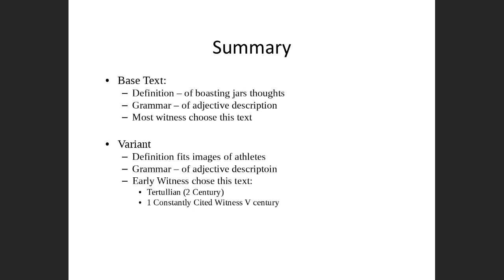You can look at the grammar. It's an adjective of description. So of boasting is a genitive, which might jar your thoughts. You have an adjective, which is a genitive form, and most witnesses choose it. The variant's definition fits the images of athletes getting a crown of exaltation because you've won. So when they get to heaven, these people will be their crown. The grammar is that it's an adjective of description, and there are early church witnesses, both Tertullian in the 2nd century and the 5th century. So you have two choices: the base text of boasting. You've got to see if that works, but most people chose it.